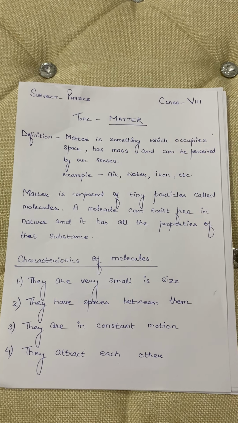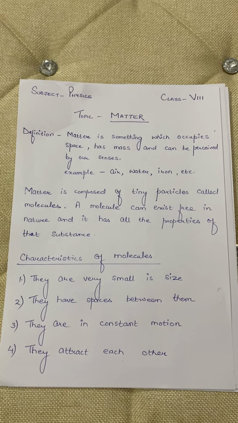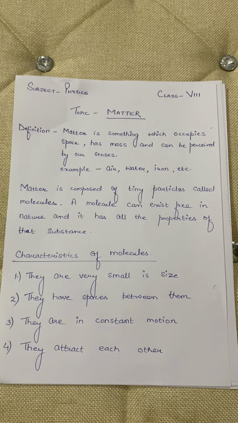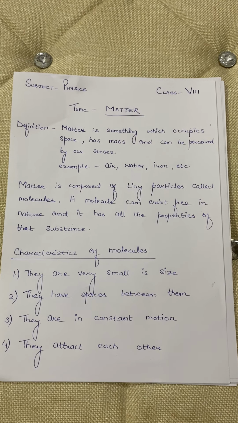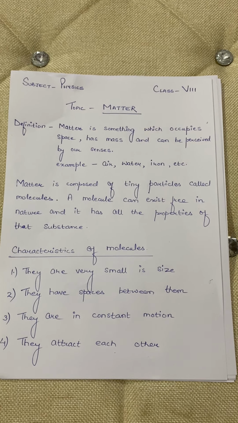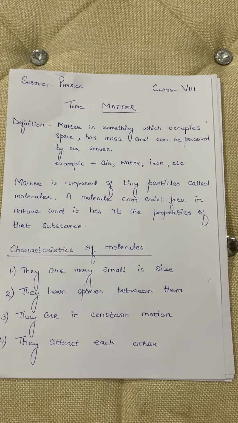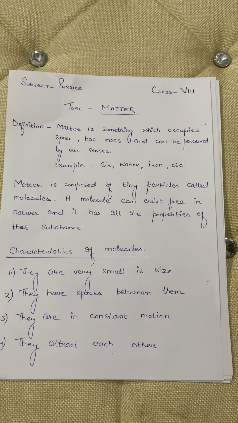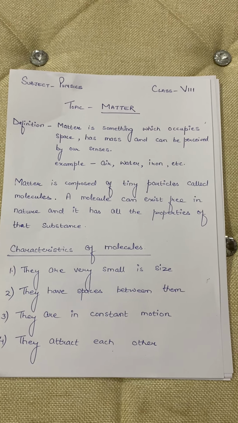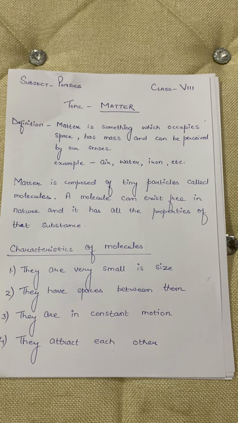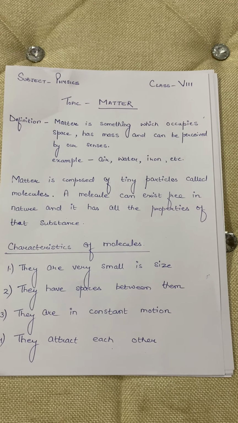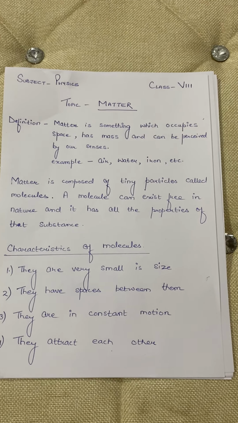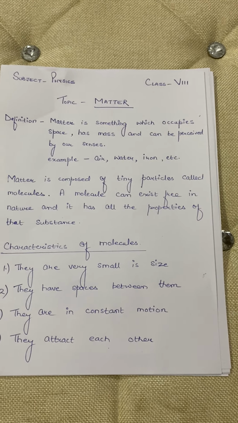Secondly, they have spaces between them. The spacing between the molecules of matter is called the intermolecular space. The space between two molecules is known as intermolecular space. And it is this intermolecular space which is a very important deciding factor in deciding to which state a particular form of matter belongs. Now that we will definitely discuss very soon.